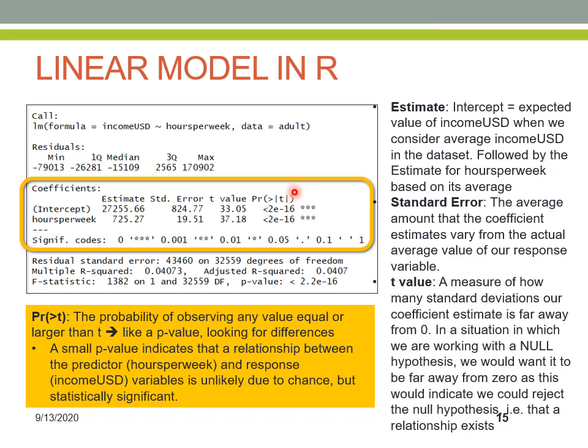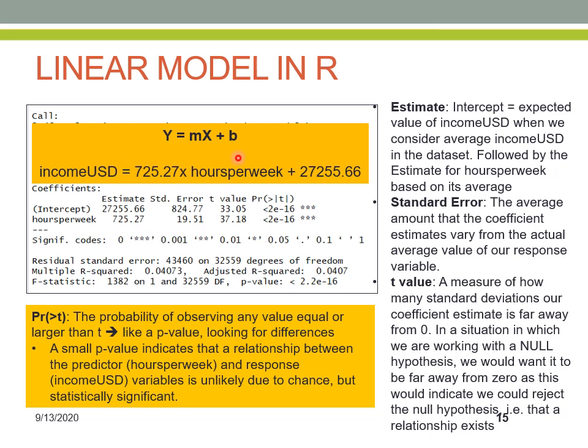Well, okay, our linear regression equation then, y equals mx plus b, comes out to this then. Our y, we know, is income USD, comes out to 725.27 times hours per week plus 27,255.66, and that's our linear model as we have set it up with our hours per week and income USD attributes. Next, we'll take a look at how good this model actually is.